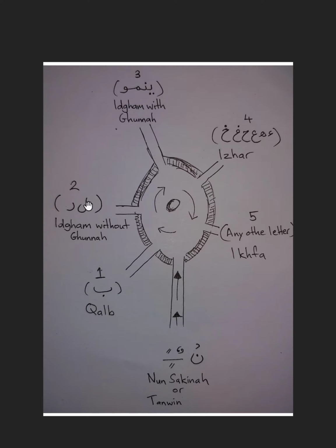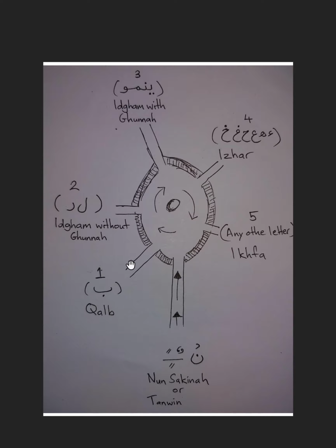Is it lam or ra? If so, you take that exit and you do idgham without gunna. If it's not a lam or ra, then you carry on, and if it's ya, noon, mim or wow, meaning any of the letters of yanmu, then you take the third exit. If not, then is it a hamza, ha, ain, ha, ghain or kha? If so, it will be the 4th exit, idhar. And if it isn't even one of them, then you take the last exit, the 5th exit, which is for any other letter, and it is called ikhfa.